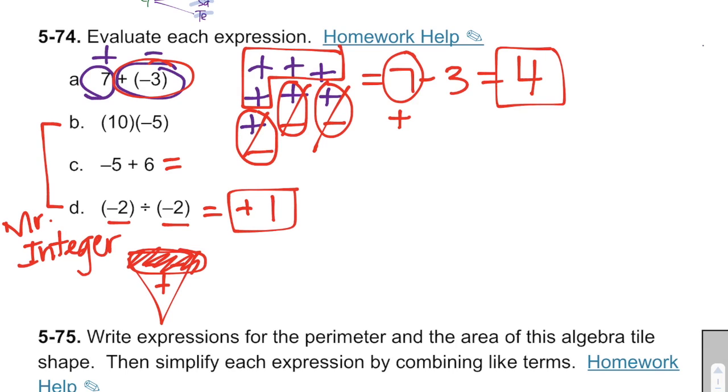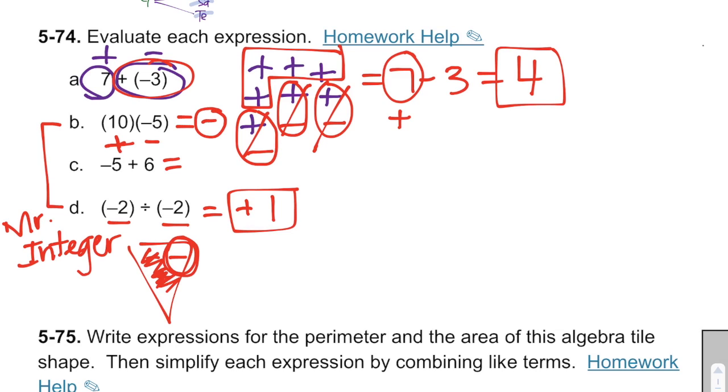For B, as you can see, that 10 is a positive and then 5 is a negative. Now we don't sing the song here, we use Mr. Integer. When we use Mr. Integer for that part, what happens is this. Let me erase this and try again. So if you have negative for the eyes and a positive for the nose, we cover up what we have. We have a positive and a negative. Then we're left with a negative value. So this is going to be a negative value.